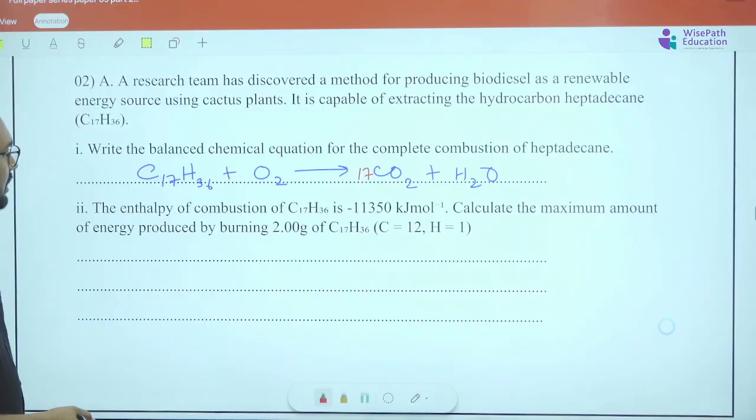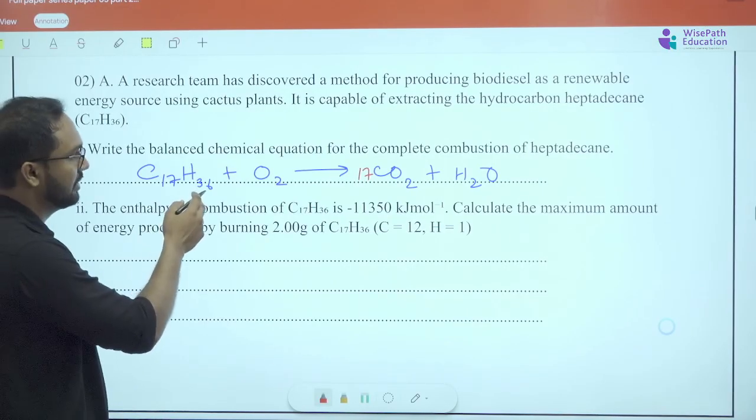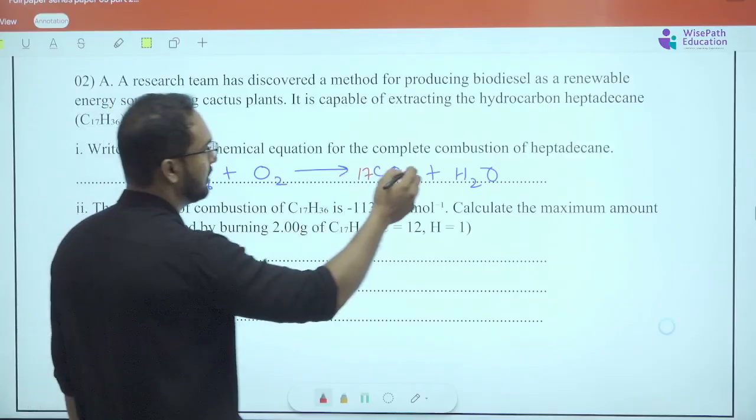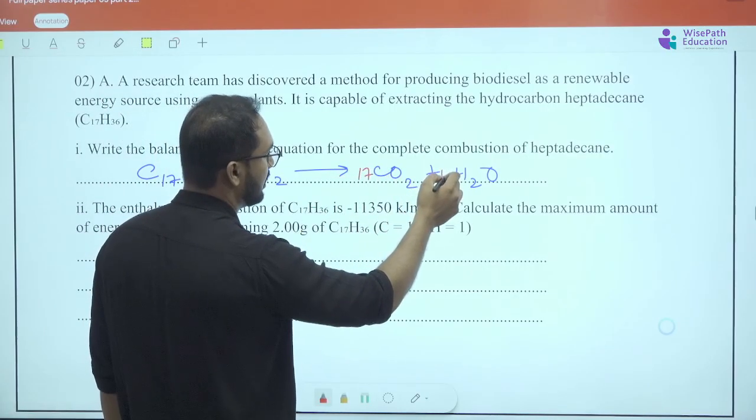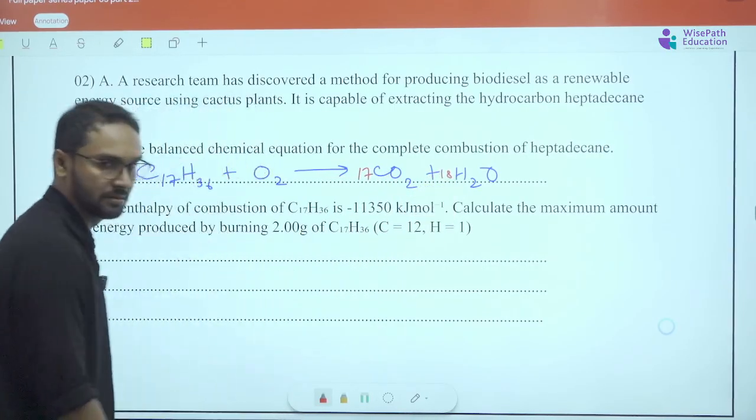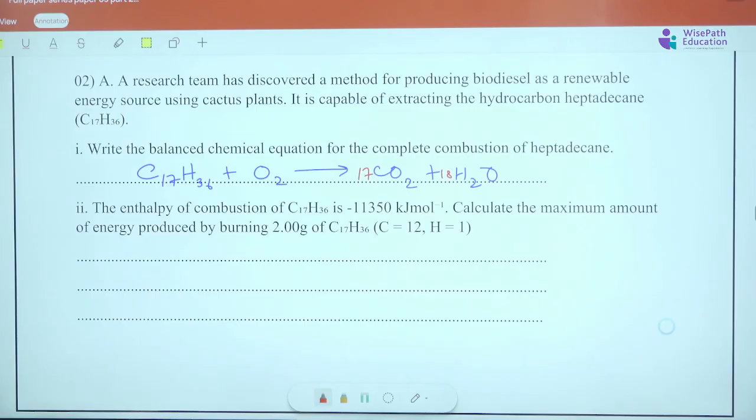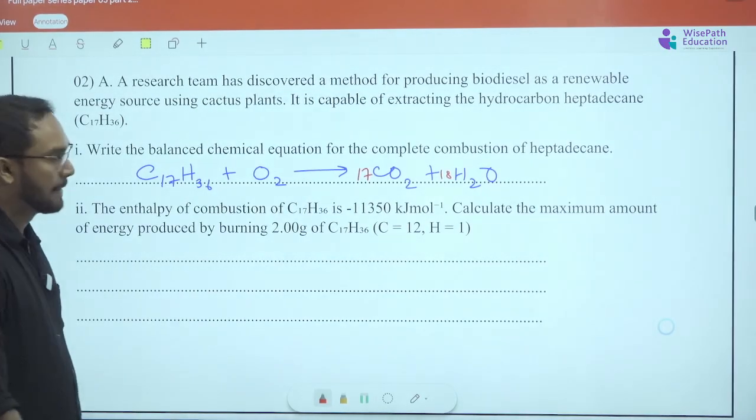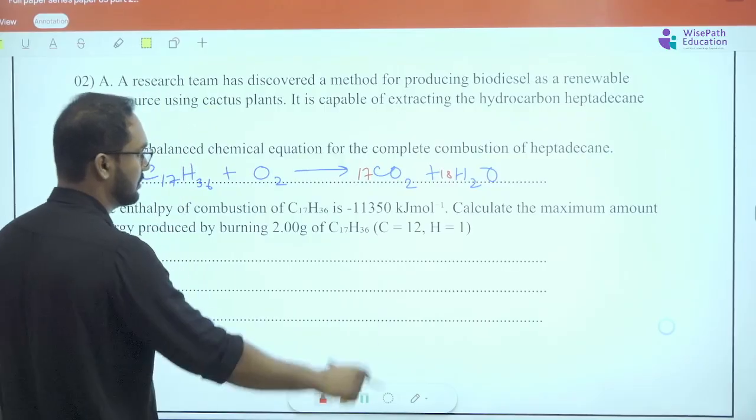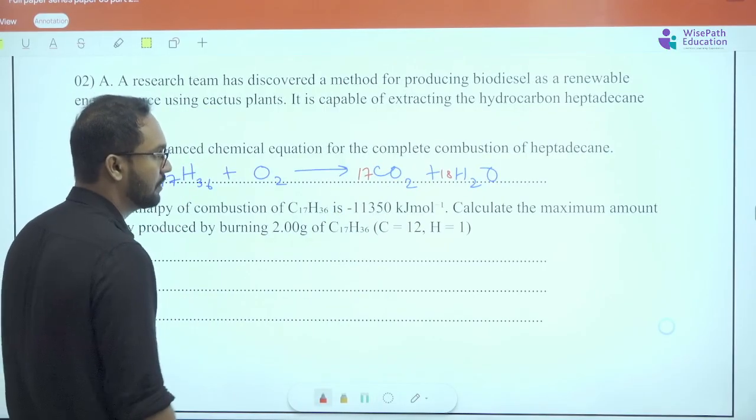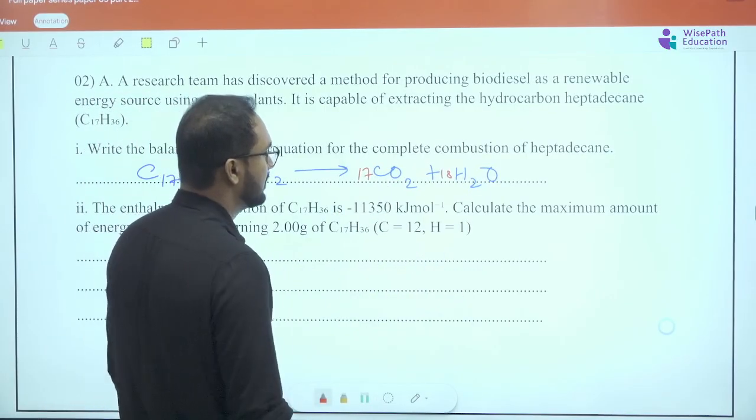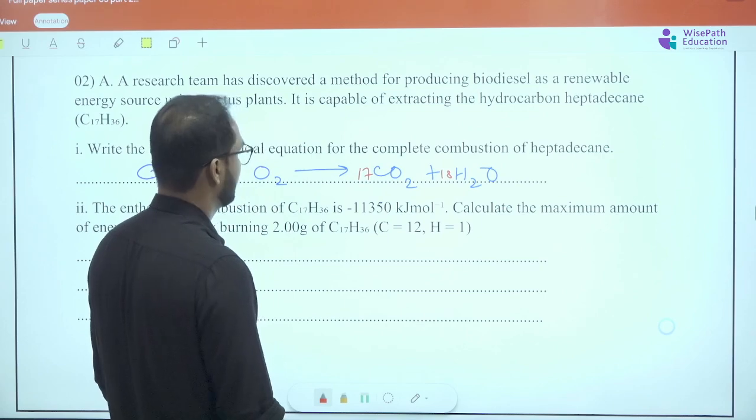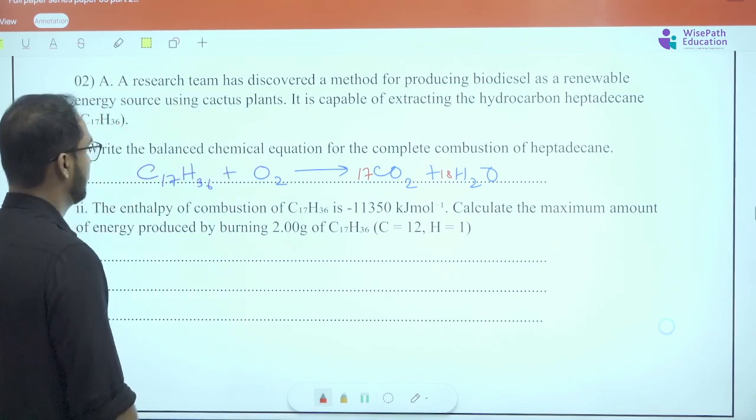And next you balance hydrogen. So how many hydrogens are there? 36. Then you put 18, because 18 times 2 is 36. So now the hydrogens are balanced. What do you balance next? Oxygen you have to balance. So 34 are there, plus 18. How much is 34 plus 18?